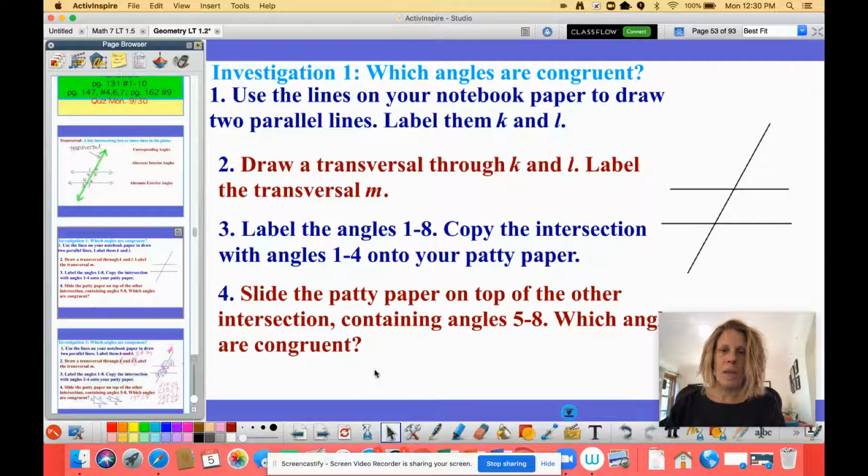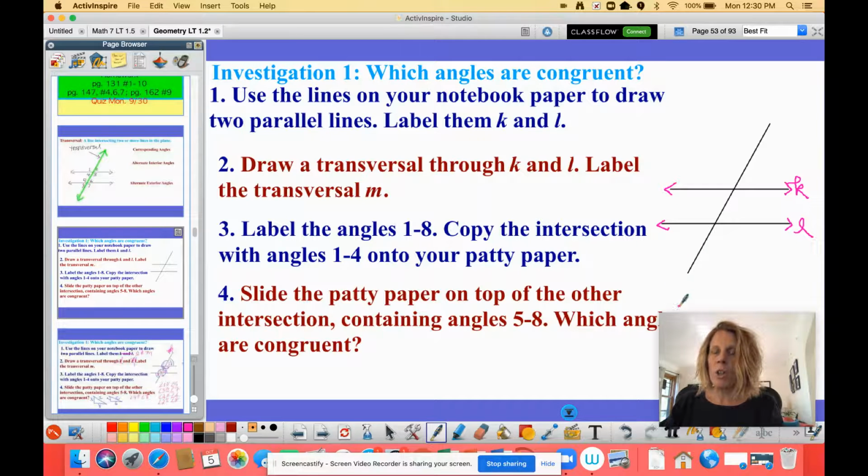Okay. The next thing that we're going to do is we're going to label those lines K and L. And those are lowercase letters. So I'm going to label this one K and the lower one L. I'm going to put arrows on the ends of my lines. Remember, this is in your notebook, on the lines in your notebook.